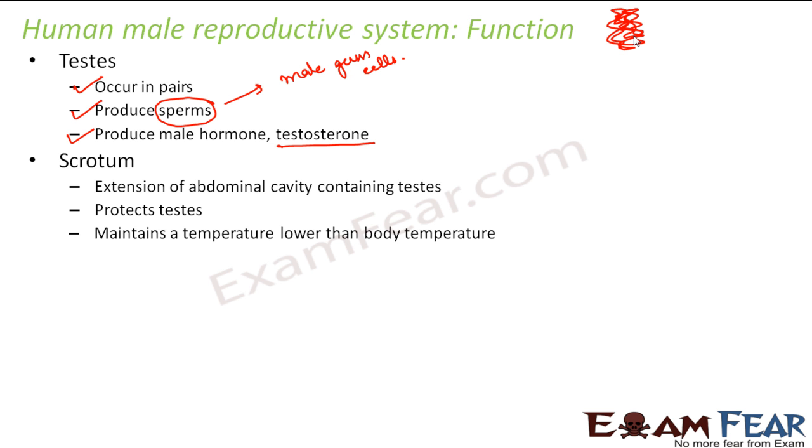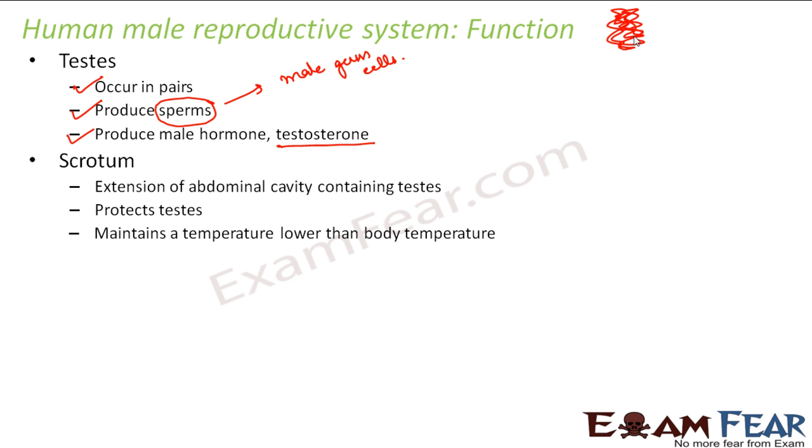So let us look at the next part, that is scrotum. The scrotum is nothing but an extension of the abdominal cavity containing the testis. Just to carry the testis, this scrotum is present. Its purpose is only to hold the testis. Now the question is, why do we need an organ separately outside the abdomen to hold the testis? Why can't the testis be present inside the abdomen itself?